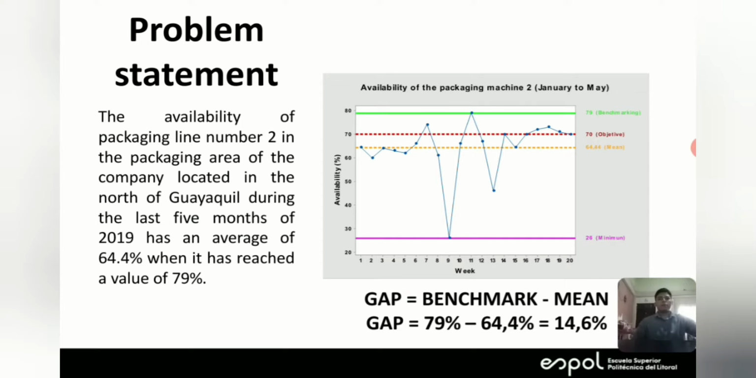Problem statement: the availability of packaging line number 2 in the packaging area of the cereal producing company located in the north of Guayaquil during the last 5 months of 2019 has an average of 64.4%, when the target value is 79%.